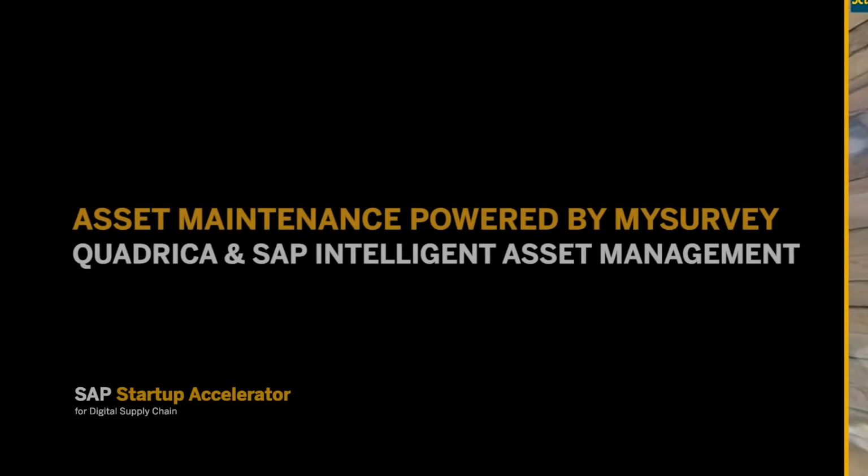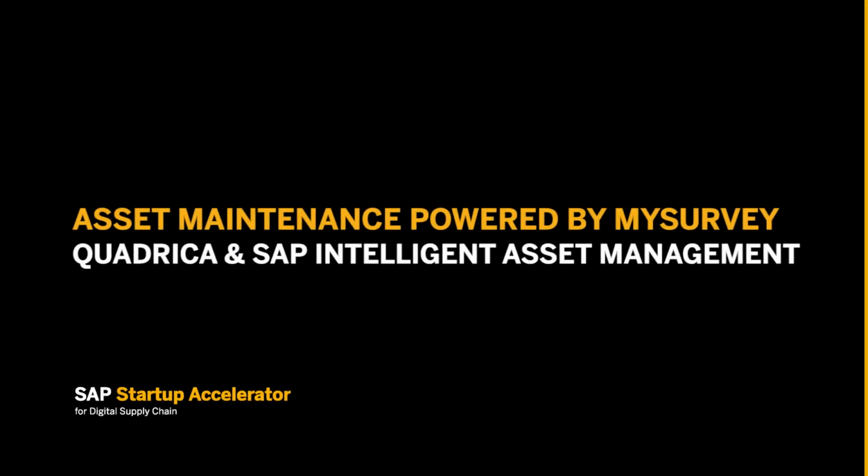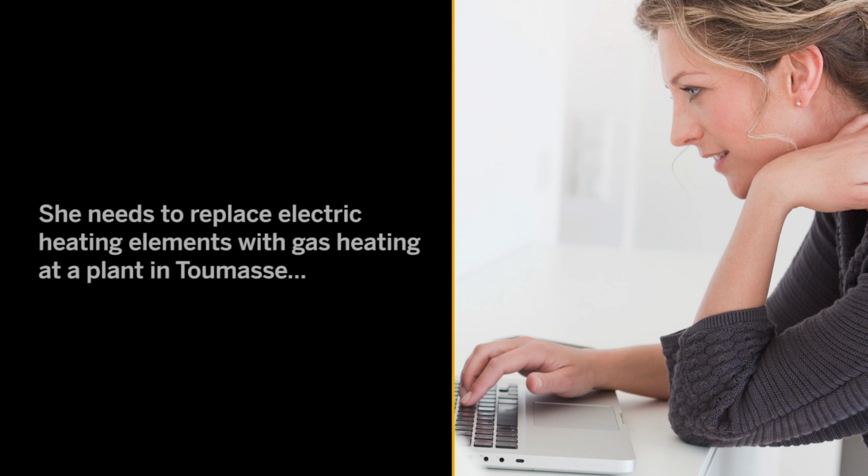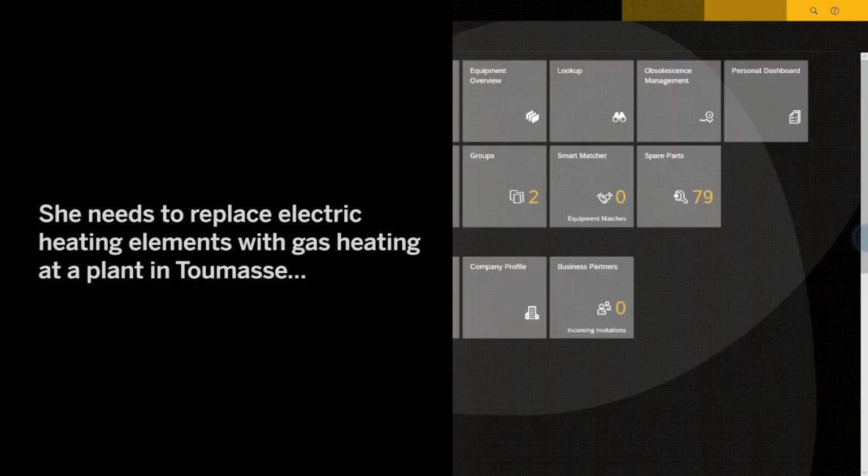Today, we shall take a look at a typical day in the life of asset maintenance. Meet Alice. She's a maintenance manager for the French division of ABC Industrial Works. She has just received a call from engineering saying that management has decided to replace electric heating elements with gas heating at their Tumas plant.